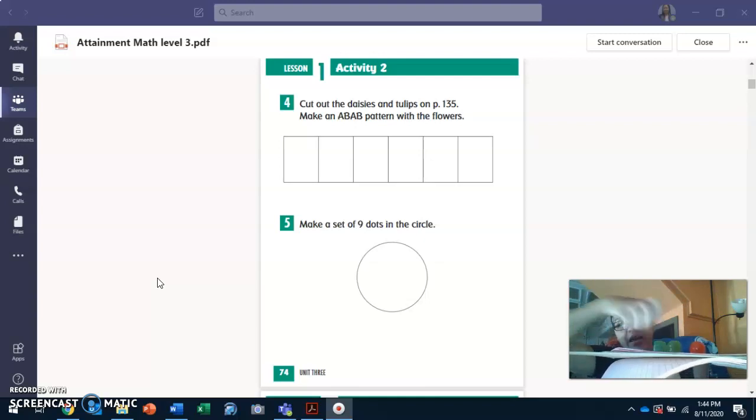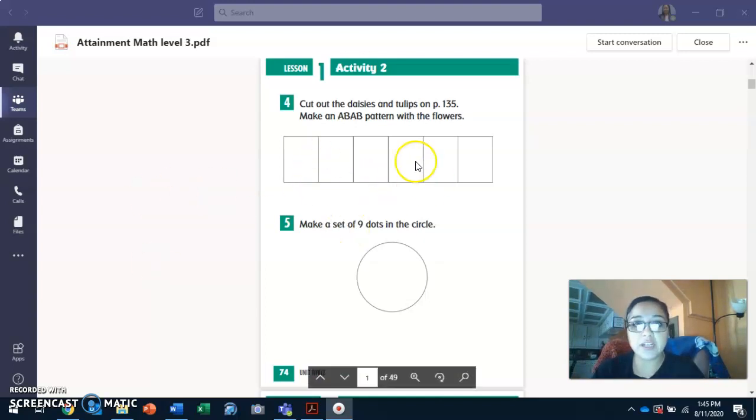Would this be a pattern? Let's see. A, B, B, A. Does that sound like an A, B pattern? No. Our pattern should look like this. A, B, A, B. Good job. Please color the boxes below. So go ahead and color these boxes in an AB pattern.